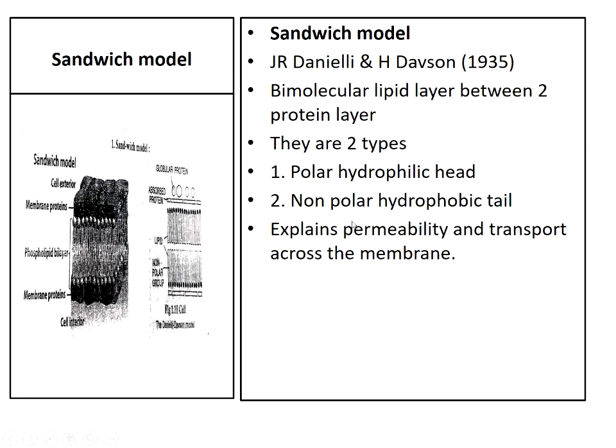The polar heads are associated with each other. So in the diagram you can observe these polar heads are associated with each other, and they have a weaker association of hydrogen bonds, whereas the hydrophobic non-polar ends have an association of van der Waals force. This sandwich model explains the permeability and transport across the membrane, that is the movement of ions and transport of molecules across the membrane.